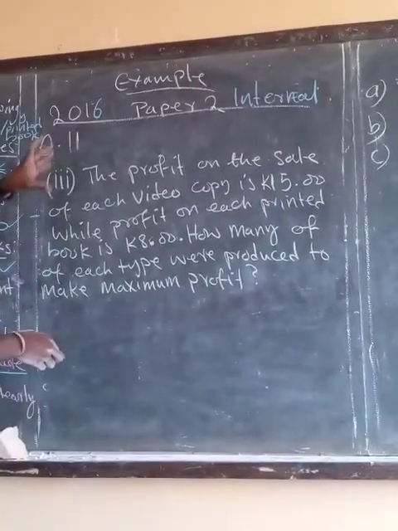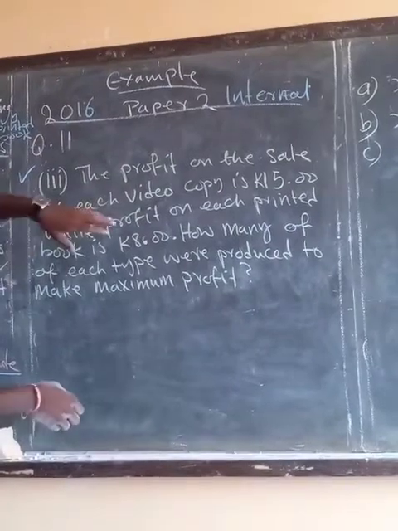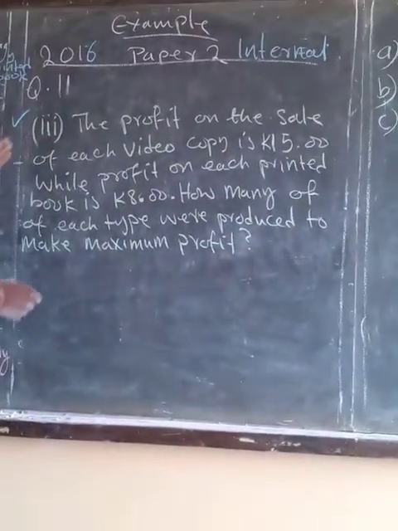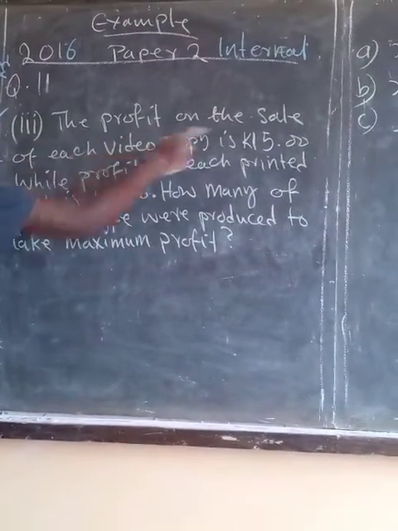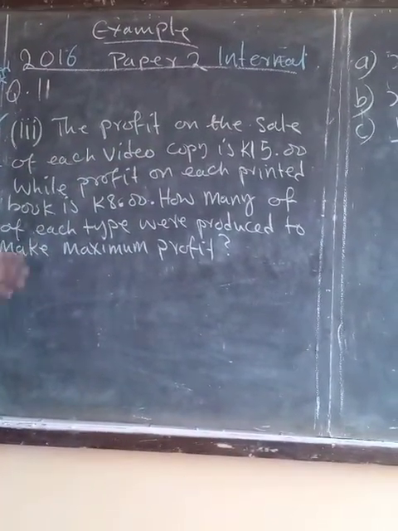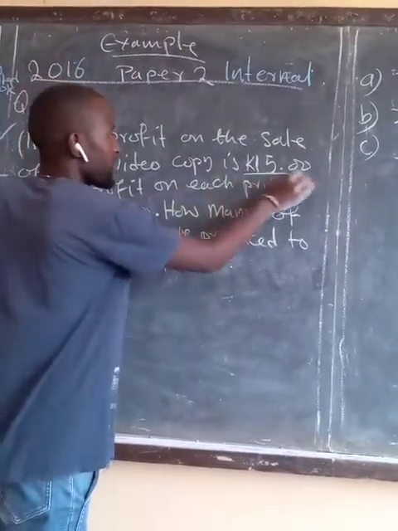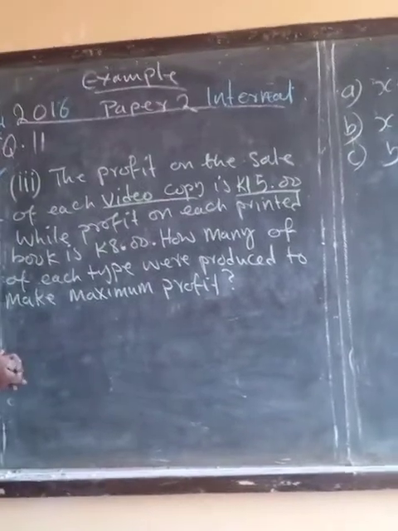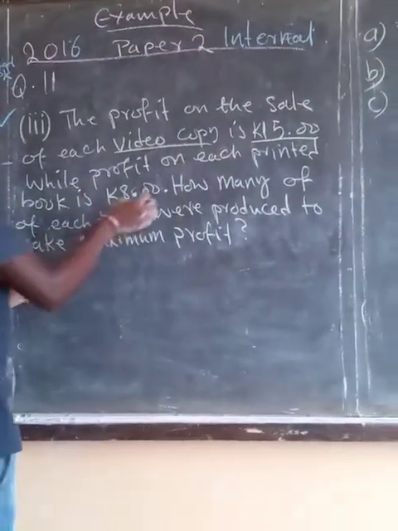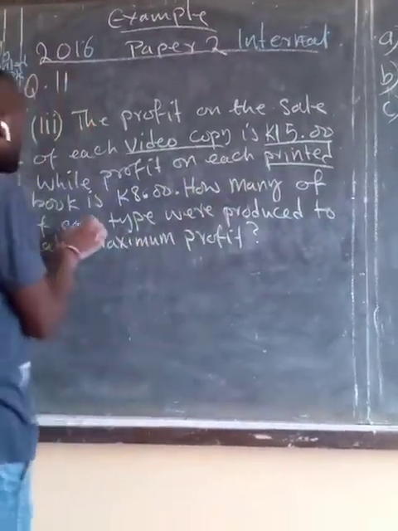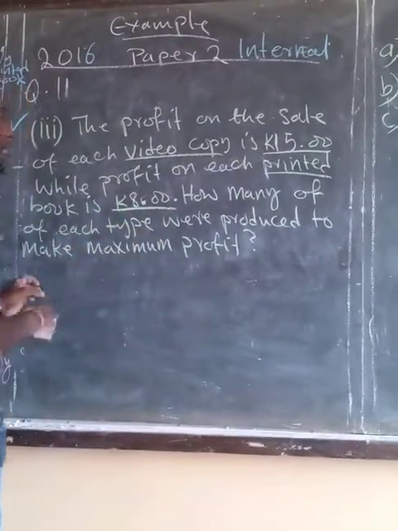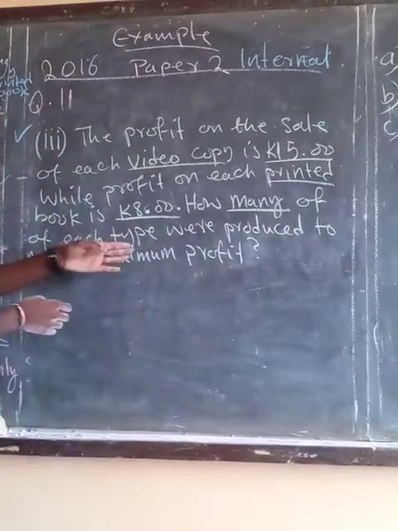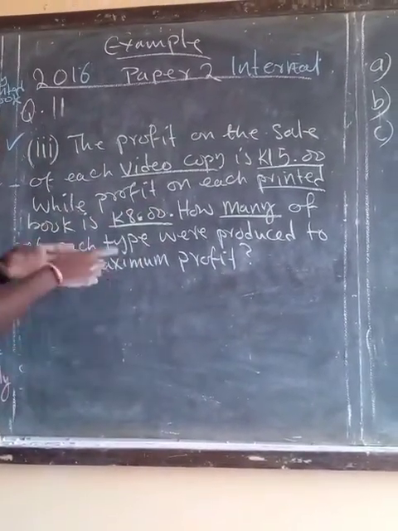The last part of this 2016 paper 2 internal, under linear programming, is: the profit on the sale of each video copy is 15 kwacha, while the profit on each printed book is 8 kwacha. How many of each type were produced to make the maximum profit?